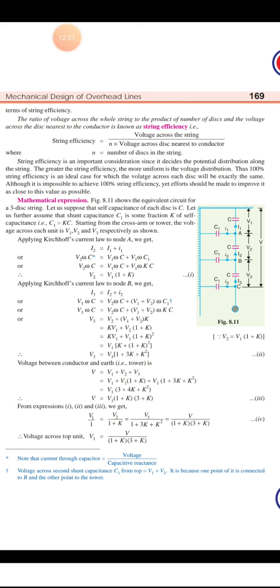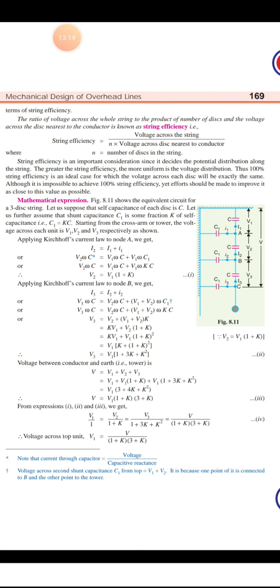So here the string efficiency is what? It is the ratio of voltage across the whole string to the product of the number of discs and the voltage across the disc nearest to the conductor. Mathematically, I can write string efficiency is voltage across the string divided by N into voltage across the disc nearest to the conductor, where N is the number of discs in the string. That is string efficiency, and the string efficiency is important.